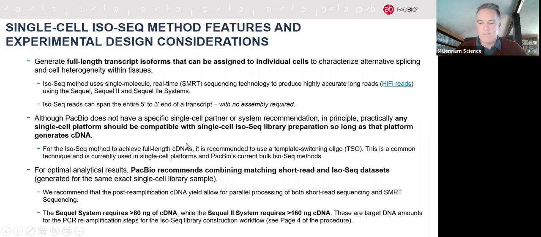So there we go. The Sequel system requires about 80 nanograms of cDNA, whereas for the Sequel 2 system, they require about 160. So you've got a lot more reads on a single SMRT Cell 8M as opposed to this 1M. So you need more starting material. Just something to note if you're doing this.